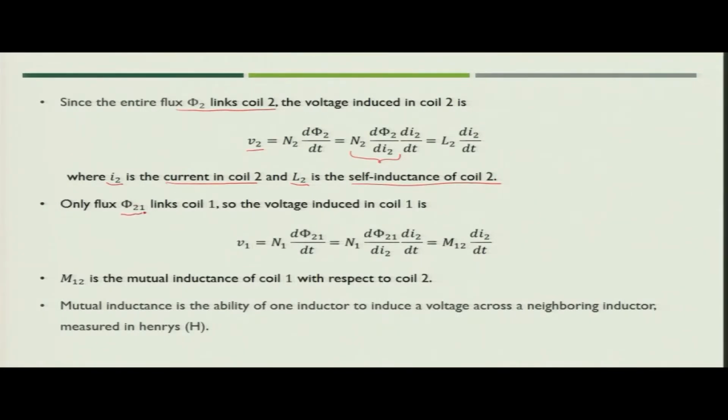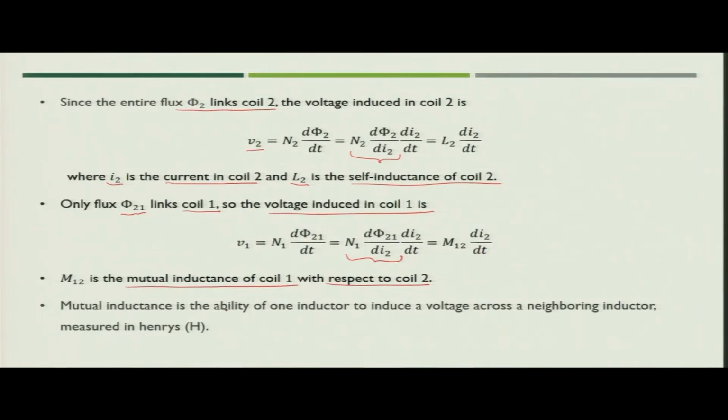Now, the phi 21 part of the flux phi 2 will link coil 1. So, the voltage induced in coil 1 because of the current flowing in coil 2 can be written as V 1 is equal to N 1 d phi 21 by dt, or you can rearrange it as N 1 into d phi 21 by d I 2 into d I 2 by dt. This will become M 12. What is M 12? M 12 is the mutual inductance of coil 1 with respect to coil 2. So, V 1 is nothing but M 12 d I 2 by dt.